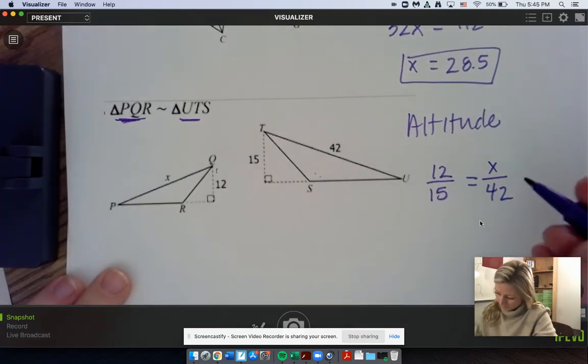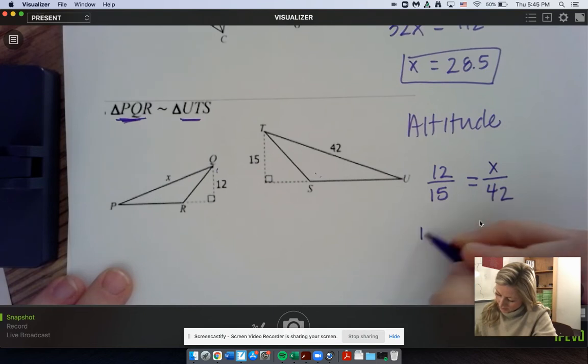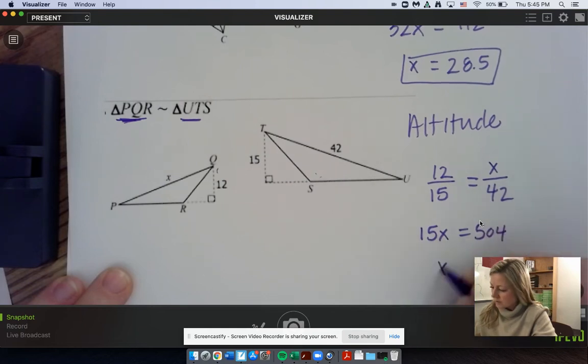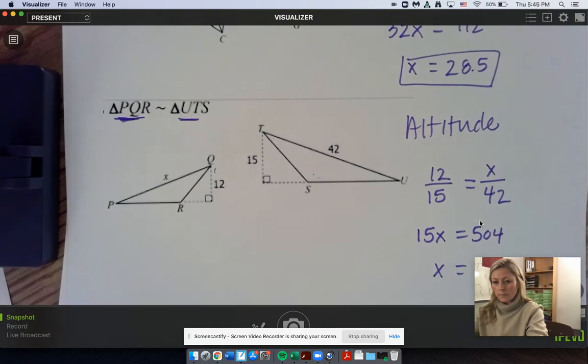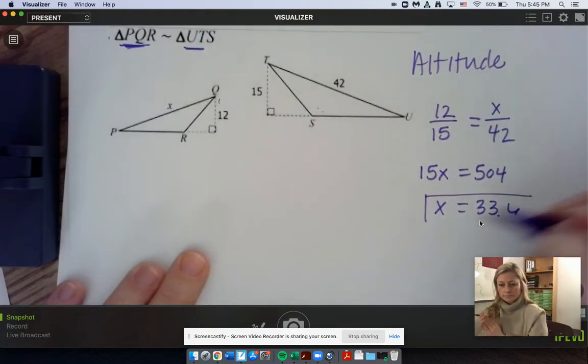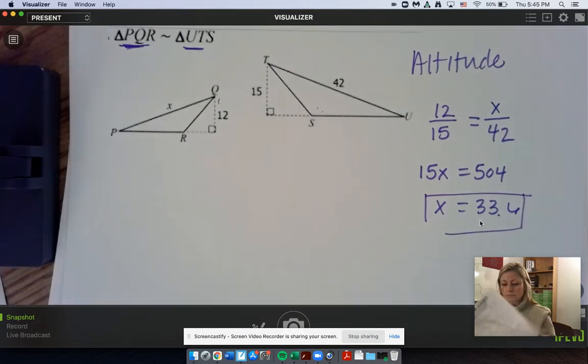Now we'll cross multiply. We'll get 15x. 12 times 42 is 504. Divide out, x equals 33.6. Oops, you can't see that. My big head's in the way. Sorry. 33.6.